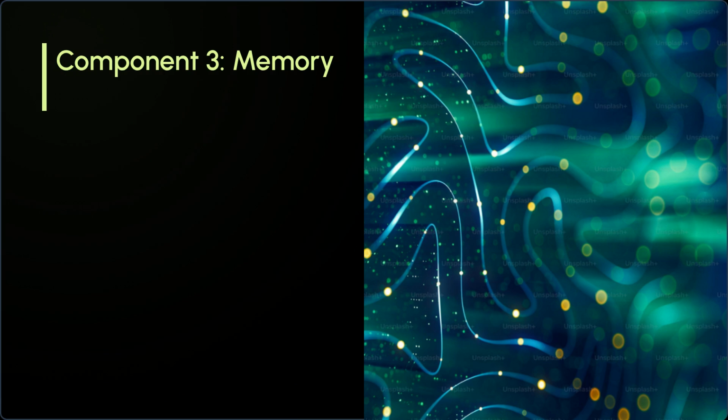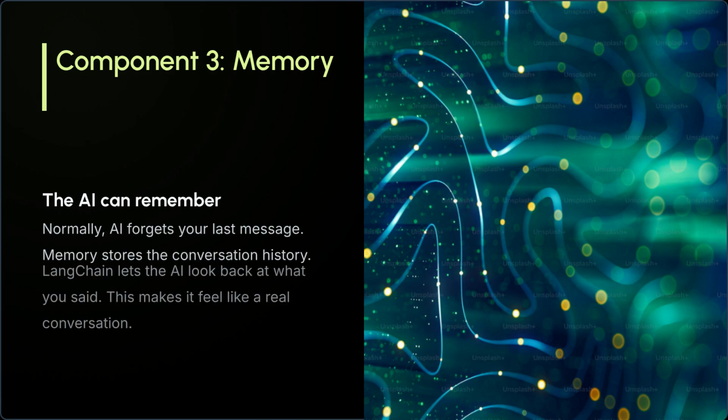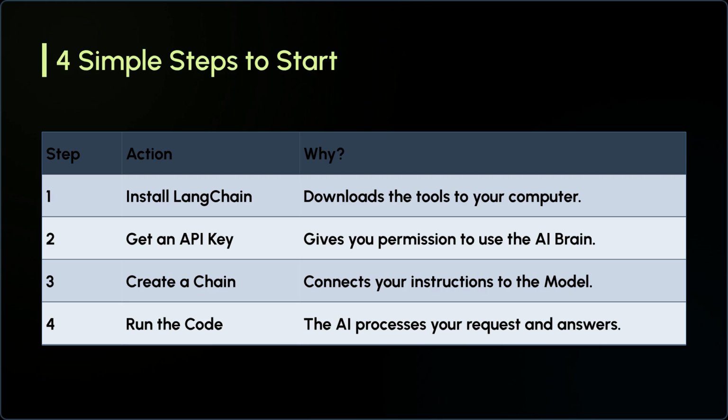Component 3 is memory. Normally, AI forgets your last message. Memory stores the conversation history, allowing LangChain to let the AI look back at what you said, making it feel like a real conversation.